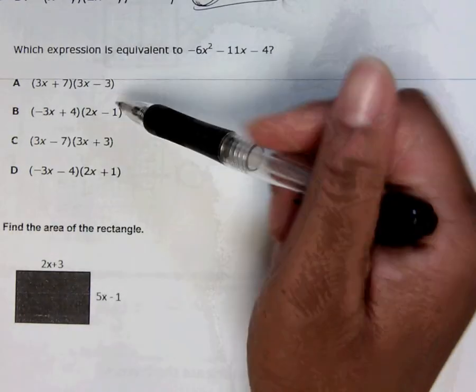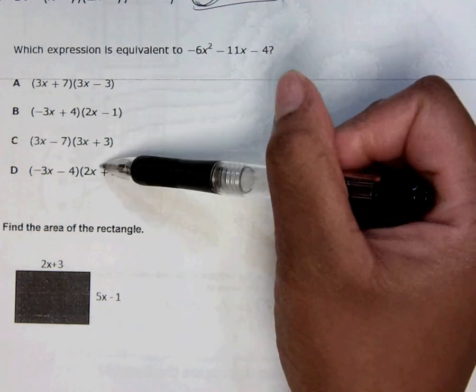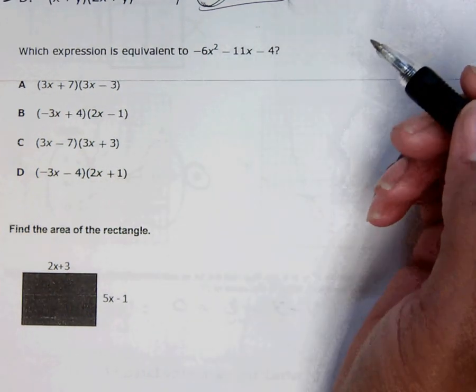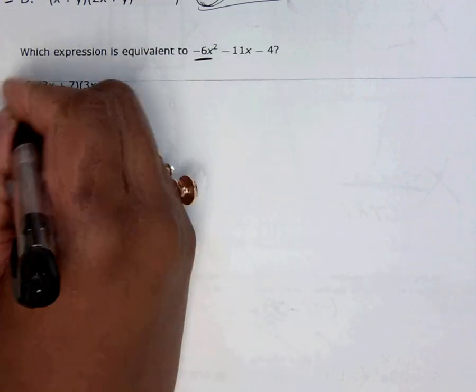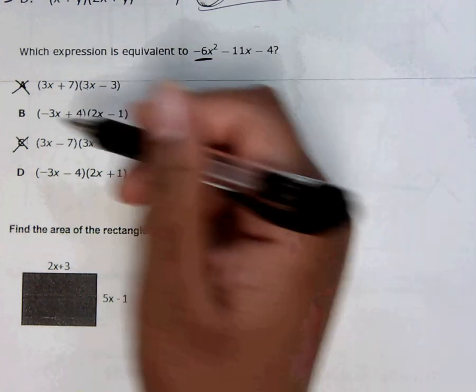Okay, so I have all kinds of negatives here, so I can't eliminate anything. I just start with whatever I think is right. I know I'm trying to get a 6, and 3 times 3 is 9, so it's not A or C. So it's B or D. Let's try B.